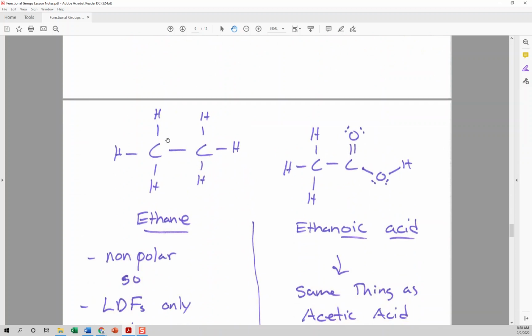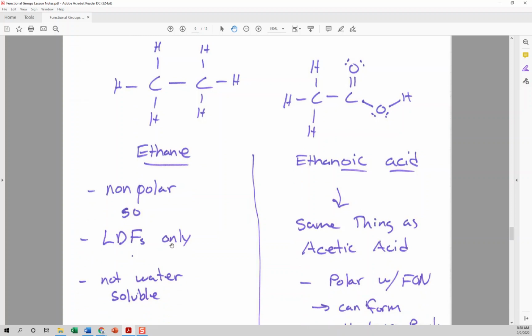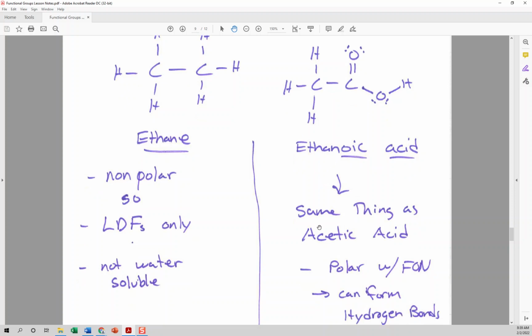All right, so here's ethane, just a hydrocarbon. We know ethane is nonpolar, London dispersion forces only, and it's not water soluble because it's nonpolar. But if we go to ethanoic acid, there's our carboxyl group, our organic acid group. The way we change the ending is oic acid, so we would name this ethanoic acid, okay? And ethanoic acid is really the same thing as acetic acid. Ethanoic acid is the organic name. Acetic acid is just the regular acid name. It's the same exact thing, all right?